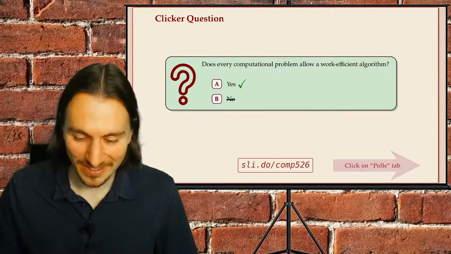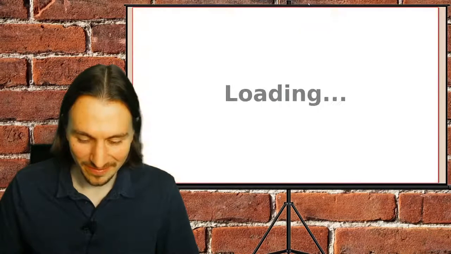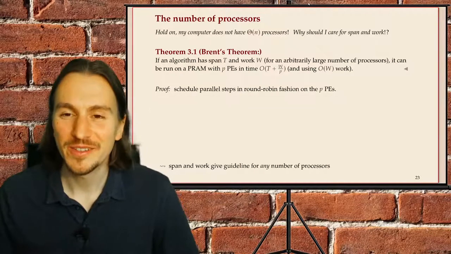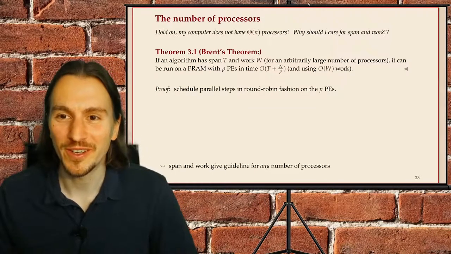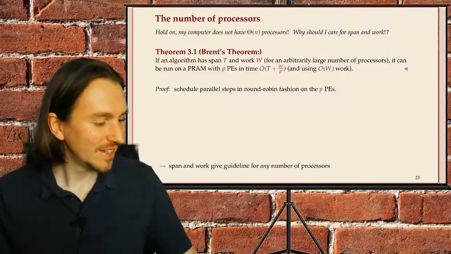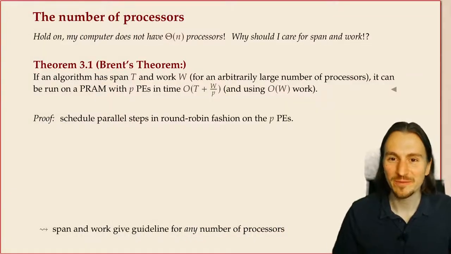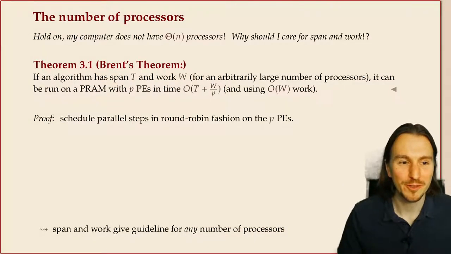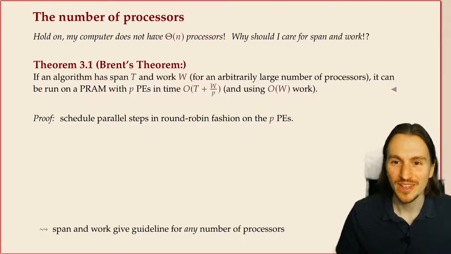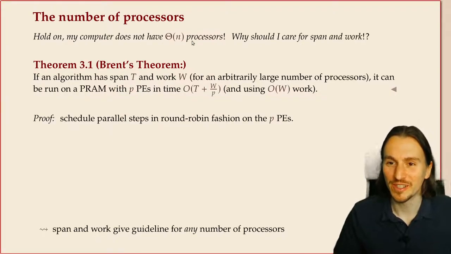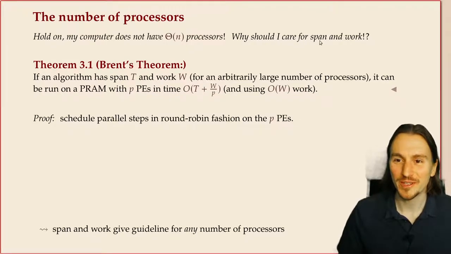Let's move on to the last part of this introduction on the PRAM. That's a criticism that I'm sure many of you had in mind when I presented this. We don't have a billion processors just because we're sorting a billion integers. So why should I care for this weird measure of running time, span, and work?